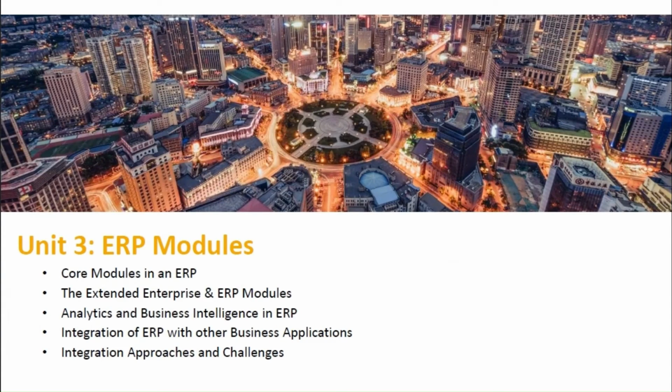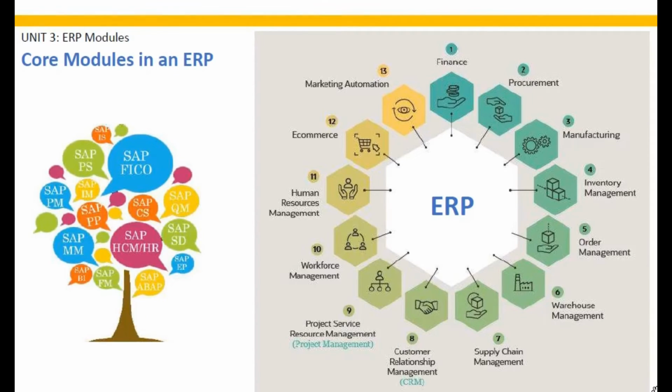Now, let's focus on the ERP modules: core modules in ERP, the extended enterprise, and analytics and business intelligence in ERP. SAP FICO deals with finance and controlling, SAP HCM is human capital management, and then we have Material Management, sales and distribution SD, WM warehouse management, and SCM supply chain management. So a lot of different solutions for enterprises are here on the screen.